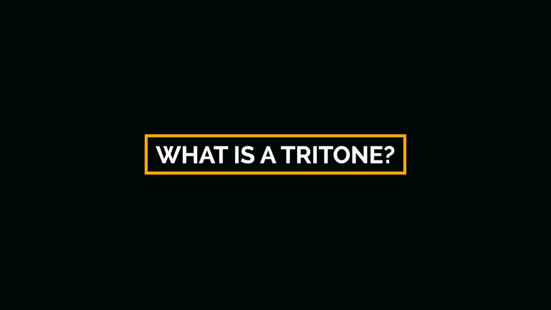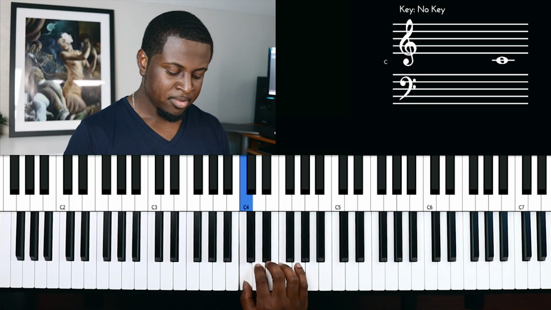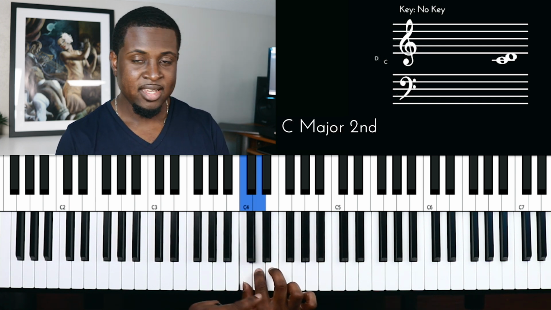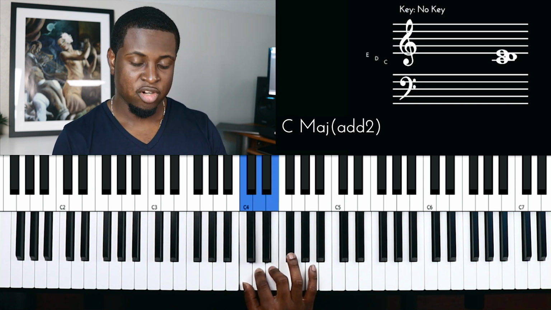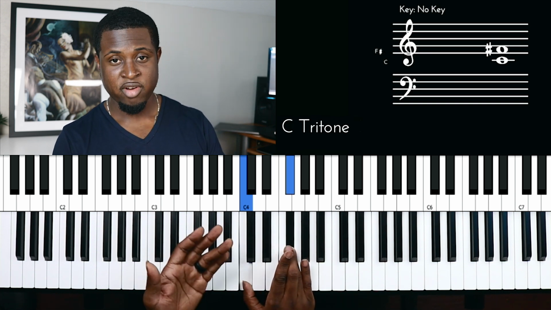So what is a tritone? A tritone describes the distance between two notes, and that distance is 3 whole steps. So let's look at C, for example. From C to D is 1 whole step. From D to E is the 2nd whole step. From E to F sharp is a 3rd whole step. So C and F sharp are a tritone.